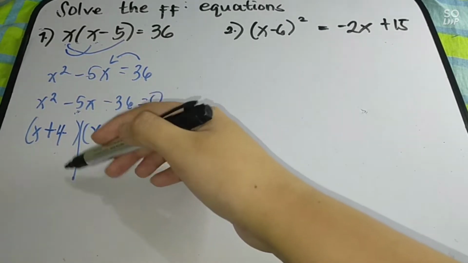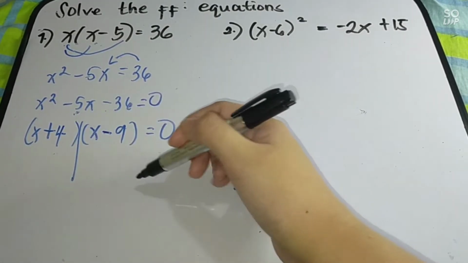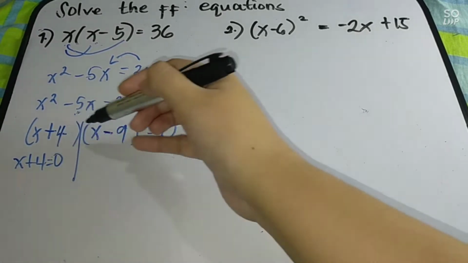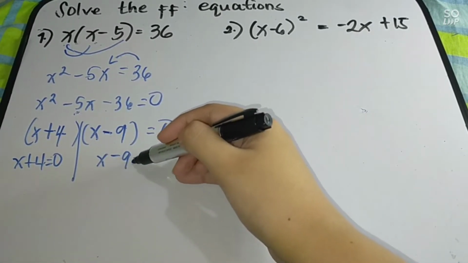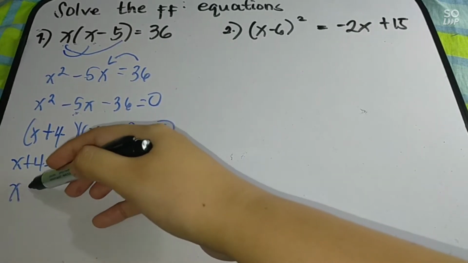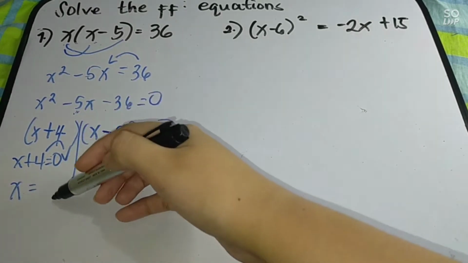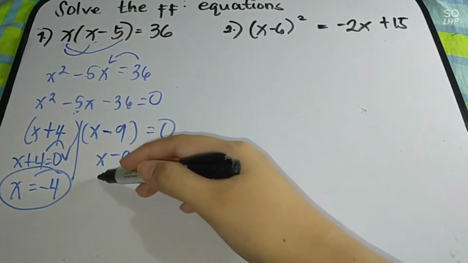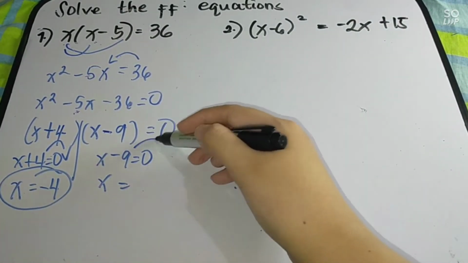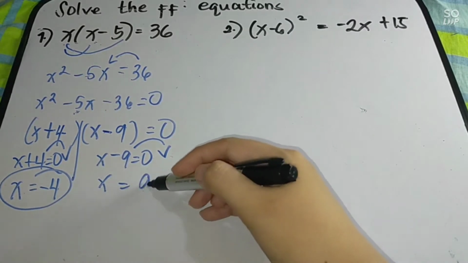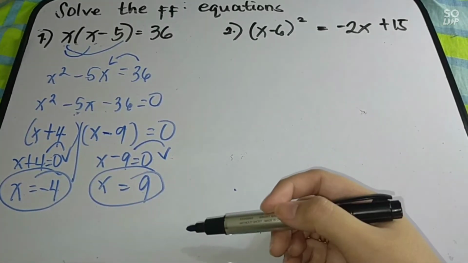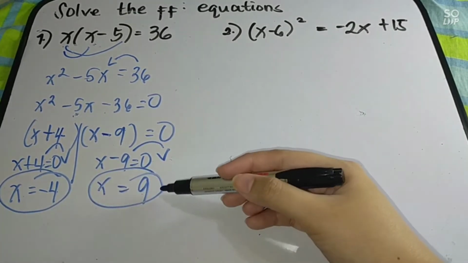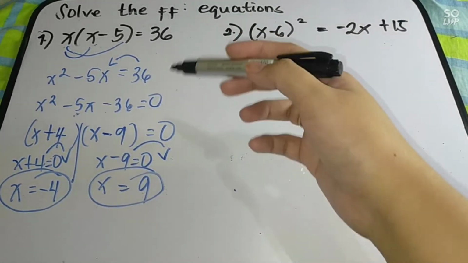Afterwards, we are going to equate each factor to 0 by using the zero property. So, we have x plus 4 is equal to 0. x minus 9 is equal to 0. So, x is equal to, just transpose 4 to the other side, it becomes negative 4. So, this is now your answer. Then, x is equal to, just transpose negative 9 to the other side, it becomes positive 9. So, your roots or zeros are negative 4 and 9. So, these are the roots of your equation.